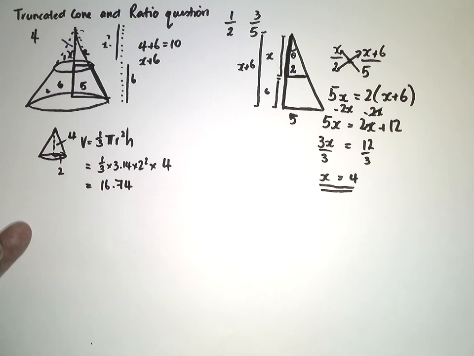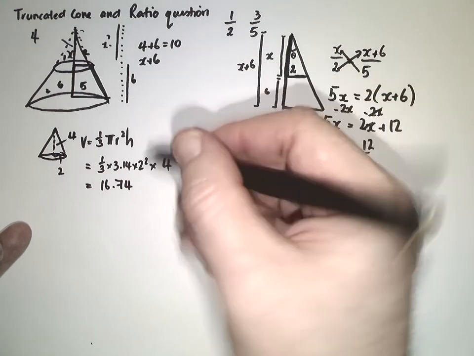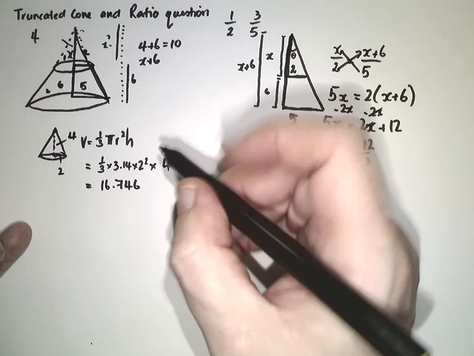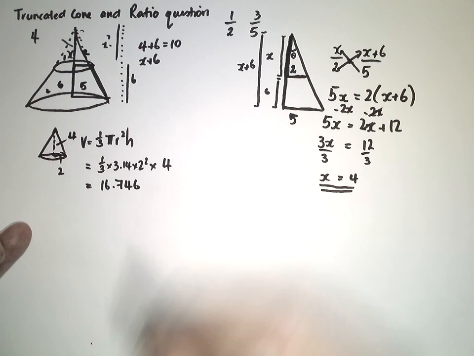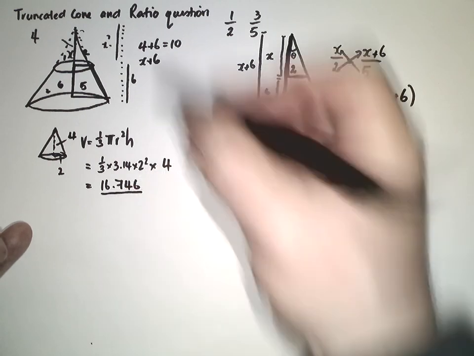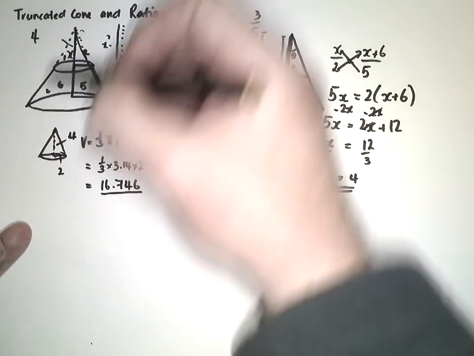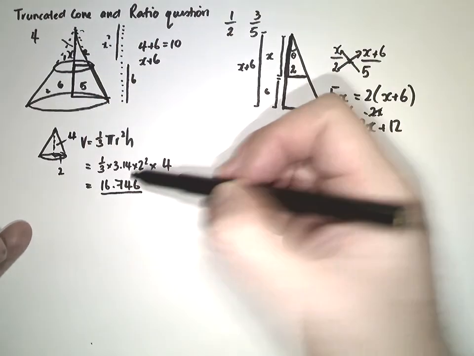Now I have rounded that, so probably better if I rounded it. I'm just going to put a 6 on. I'll do 3 significant figures. So that is the volume of which part? Well, it's this cone that, funnily enough, doesn't actually exist. And then I need the volume of the whole cone, so I can take this one away from it.